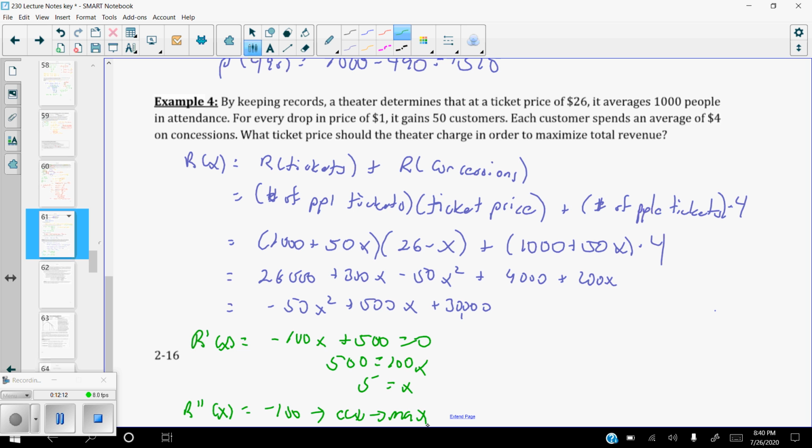So what is the question actually asking us here? What ticket price should the theater charge in order to maximize total revenue? We're not even asked to find the maximum total revenue, so we don't have to do that step. We just need to know the ticket price.